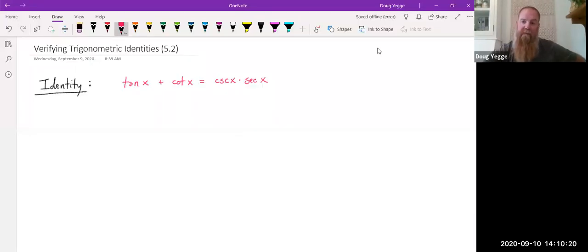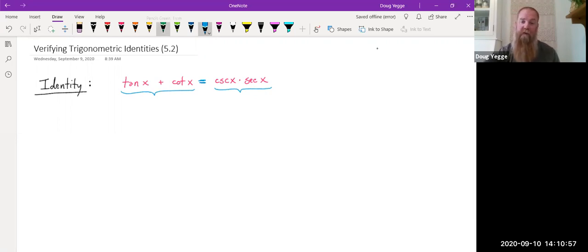So here's an example of an identity that's not one of our fundamental identities. But because this is saying that these two quantities are equal to each other, we're believing that in fact tangent x plus cotangent x, regardless of the angle that I plug in, will be equal to what happens when I multiply cosecant x and secant x. Now that doesn't seem too intuitive. It doesn't seem like something that we should automatically believe from our fundamental identities. So what we typically want to do is go through a process of trying to verify.